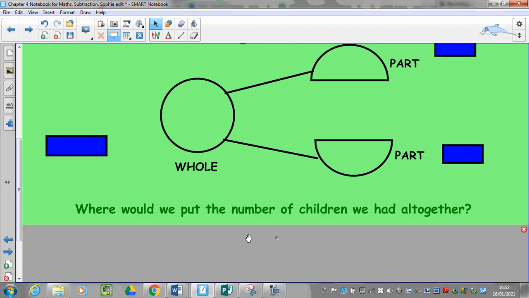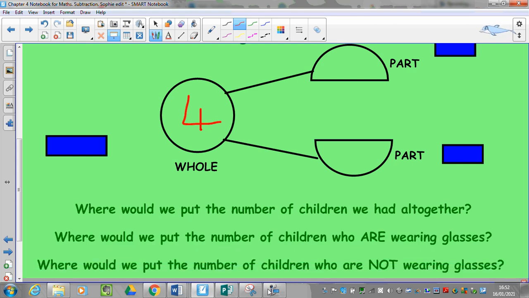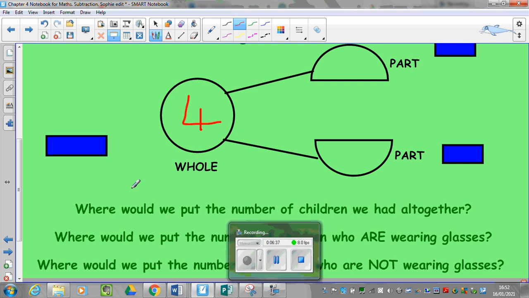So I need some help then. Where would we put the number of children that we had all together? Tell your talk partner now. You are absolutely right. Our 4 children all together goes in our whole number. It is also the biggest number, the greatest number. Now you tell me, where would we put the number of children who are wearing glasses, and where would we put the number of children who are not wearing glasses?